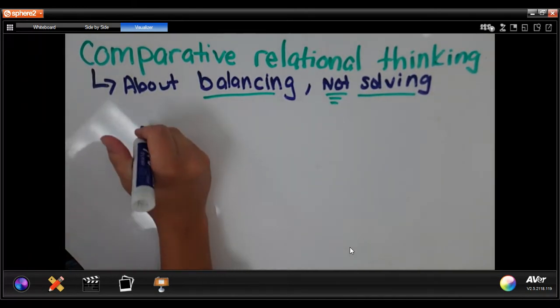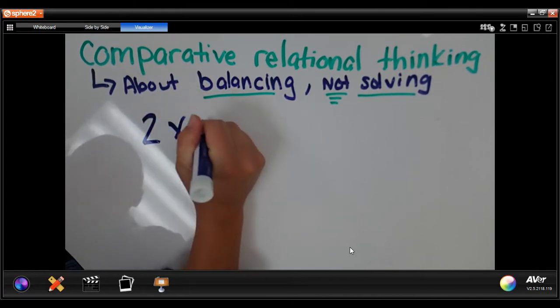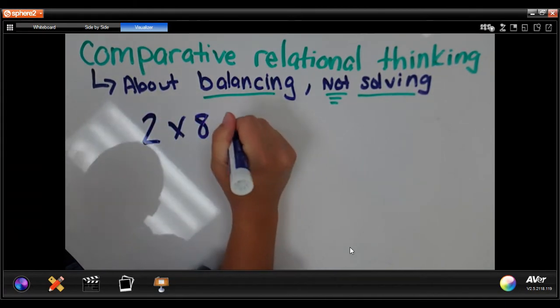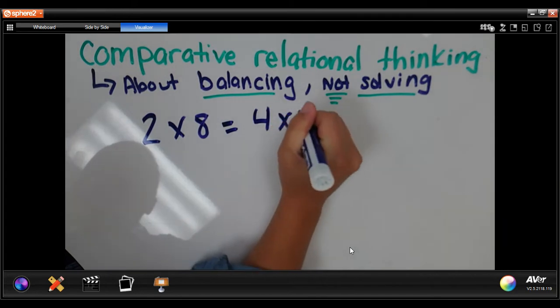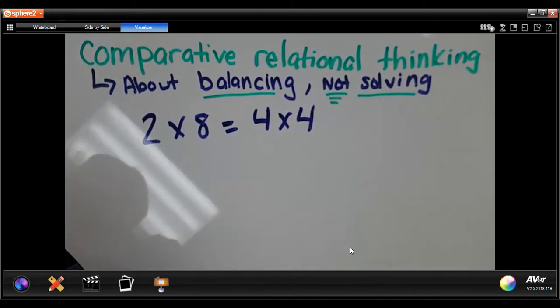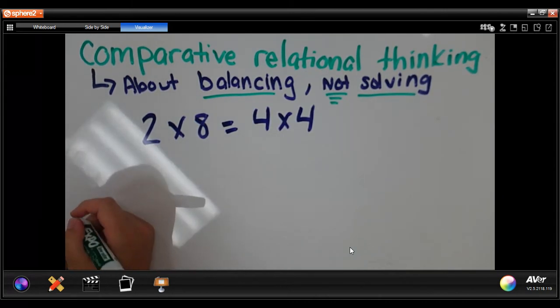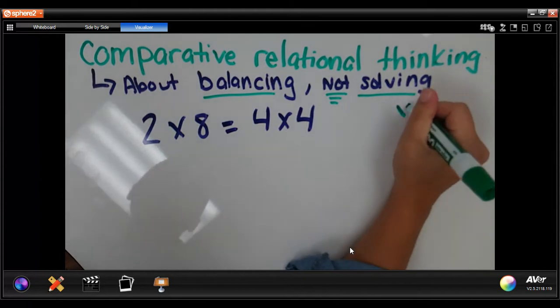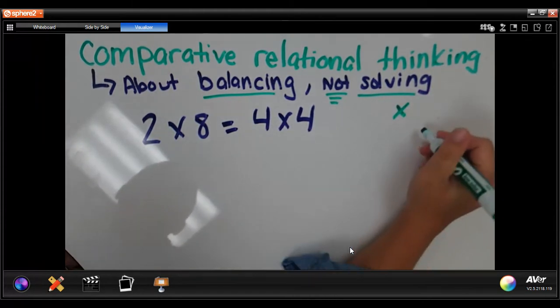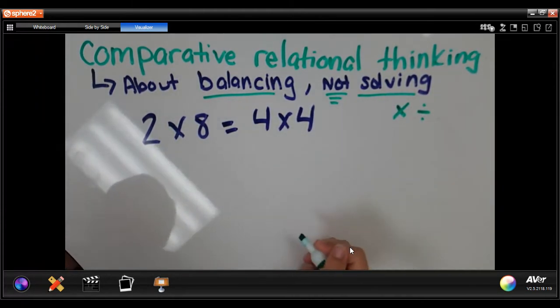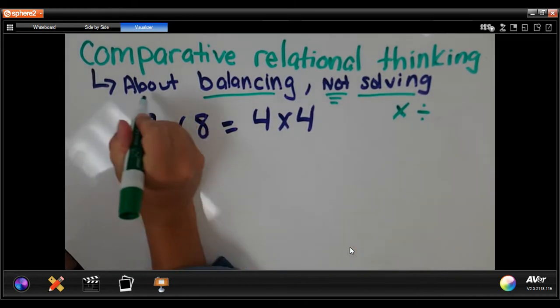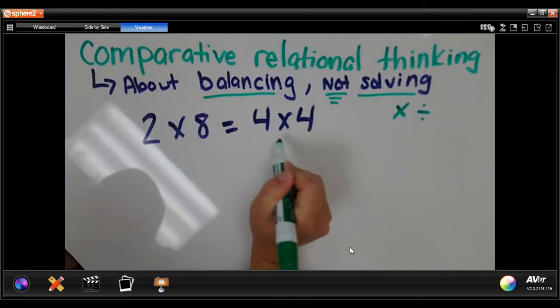So our first example is 2 times 8 equals 4 times 4. Multiplication is similar to adding, where we have to use opposite operations. So one of these I'm going to have to multiply to make the same, and the other one I'm going to have to divide to make the same as the other side. So I'm trying to balance this left side with this right side.